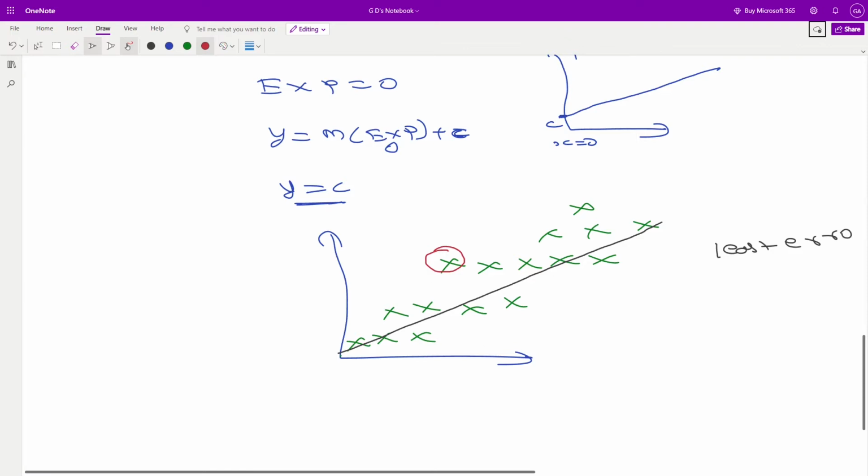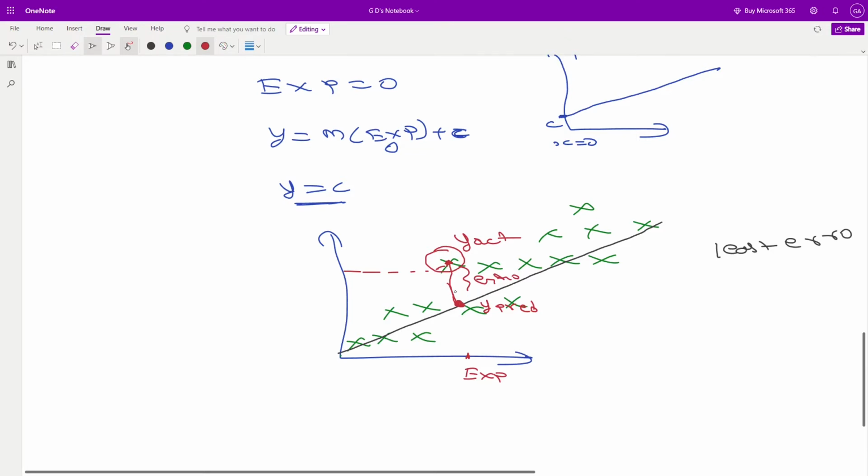For example, maybe around here you have one experience value. The actual salary is this much for this particular experience, but your line is predicting that this is your salary. So I can call this point your Y actual point, and this point Y predicted, because the point on the line itself is your prediction. The deviation between this Y actual and Y pred becomes your error for this particular point.